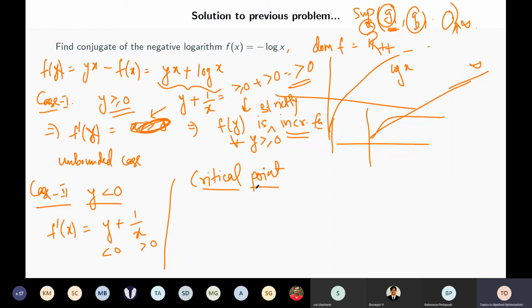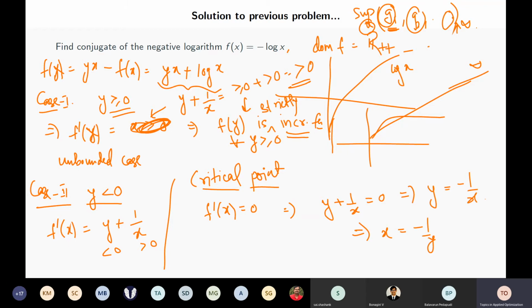So we will find a critical point, where the tangent is becoming flat, because if there is a maxima or minima of this guy, then the tangent will be flat. So f prime of x will be 0. This implies y plus 1 by x will be 0, so y is equal to minus 1 over x. So y being minus 1 over x, what happens? Or another way to say it is x is equal to minus 1 over y.